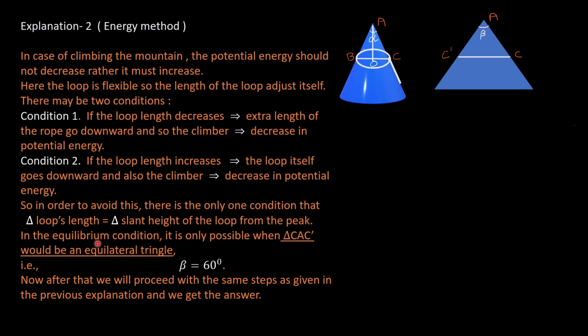Now, in the equilibrium condition, it is only possible when the triangle CAC' is an equilateral triangle. That is, beta is equal to 60 degree. So here again, we can get the answer by just proceeding with the same steps as given in explanation 1, and we will get the answer.